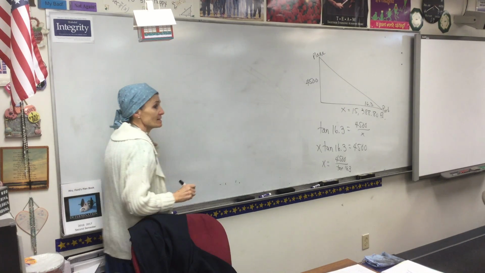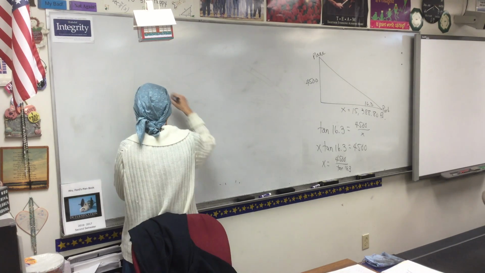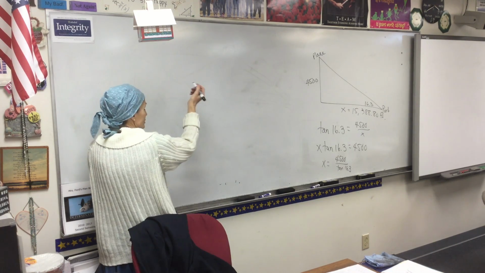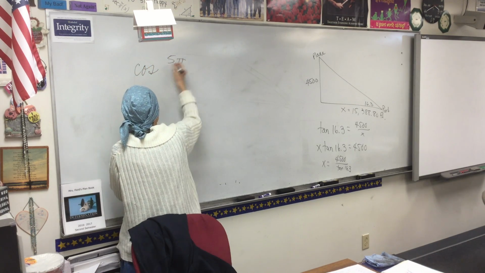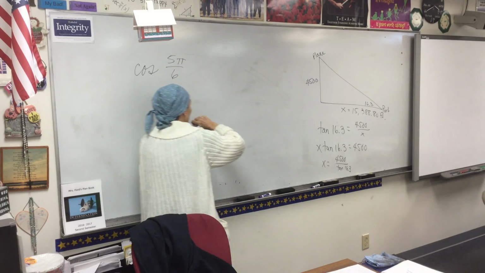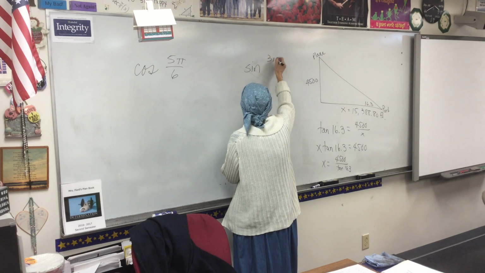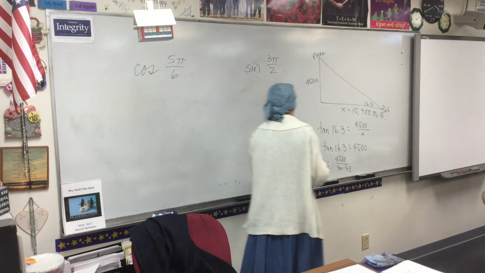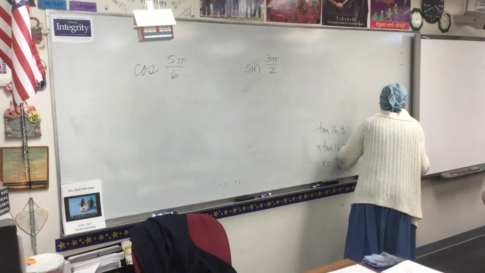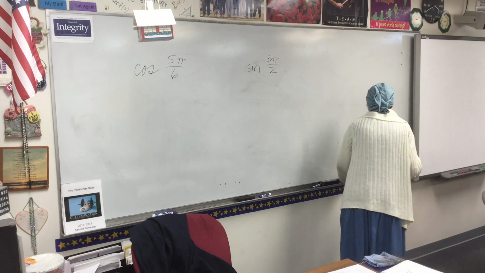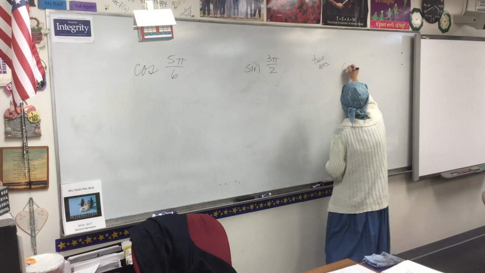So let's find the exact value. Now, this means this will be on the no calculator part of the test. There are basically just 3 different kinds. We have something like the cosine of 5 pi over 6. That's one kind. We have the sine of 3 pi over 2. That's another kind. And then we have the kind that has 2 answers, and the question will say 2 answers. And it looks like this.